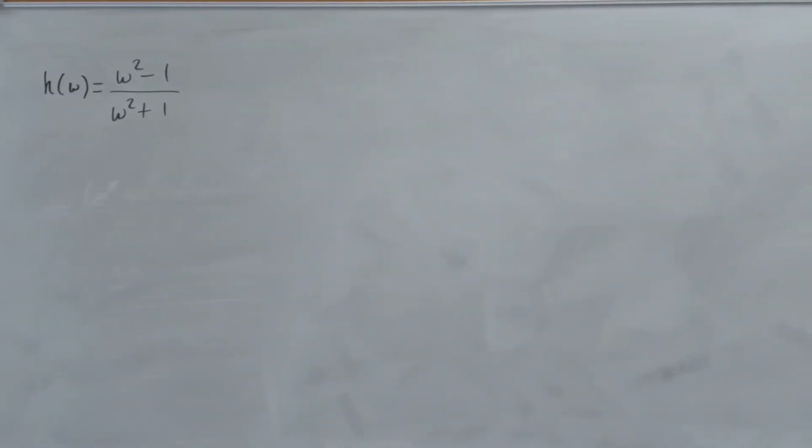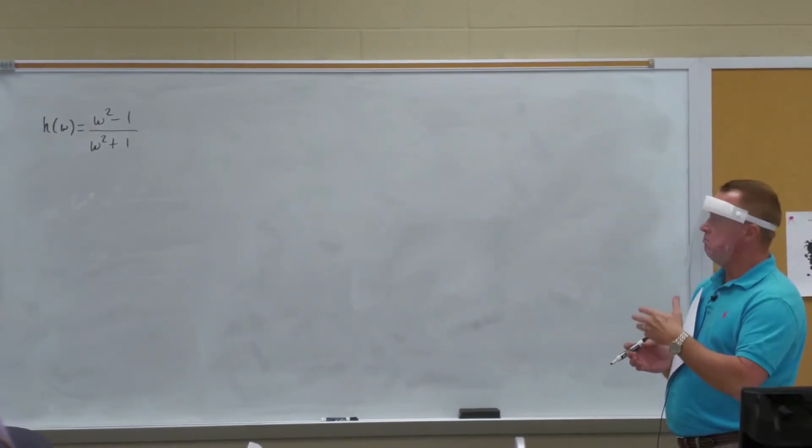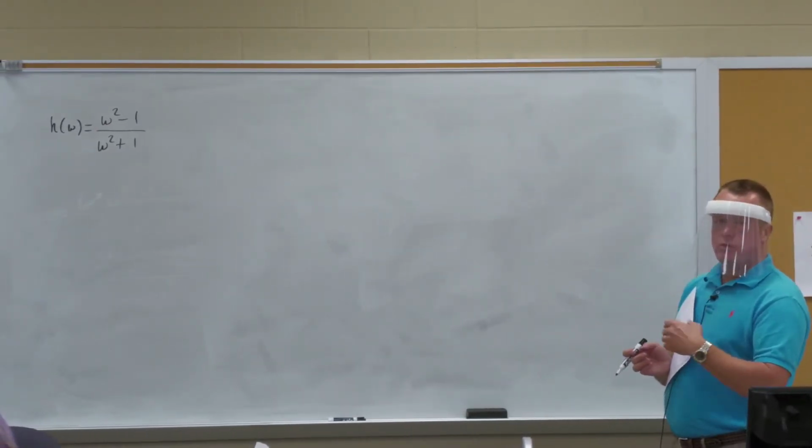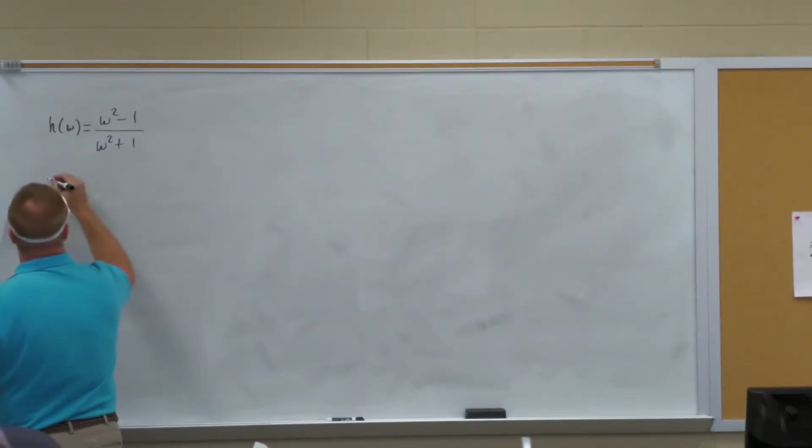Now this is a function of w, so the independent variable is w, but it's the same thing as if it was x. The w squared minus 1, you could factor that to be w minus 1 times w plus 1, but that wouldn't help any with the bottom. So all you can do is just do the quotient rule to find the derivative of the function. So let's do that.